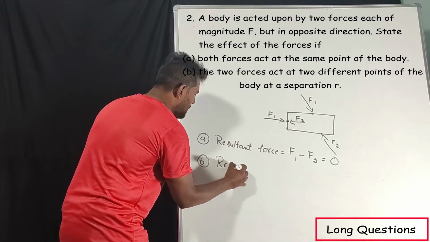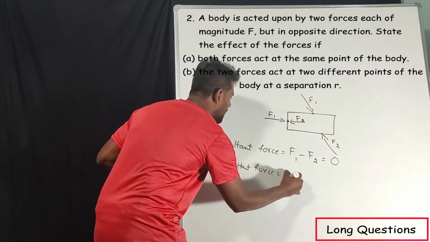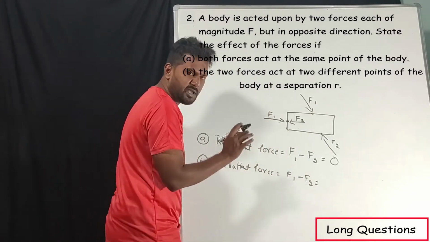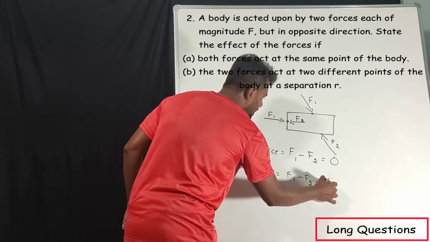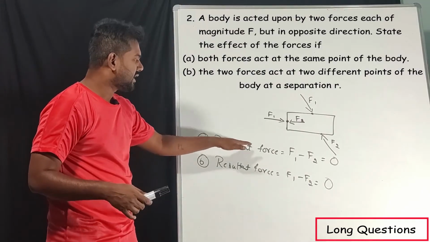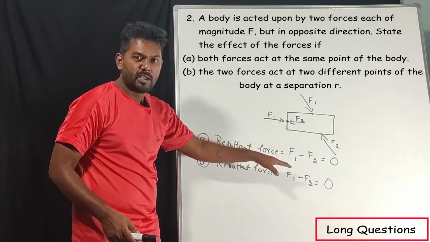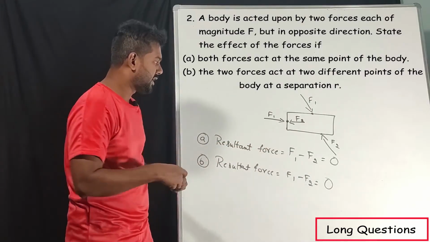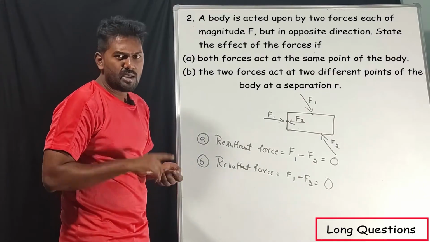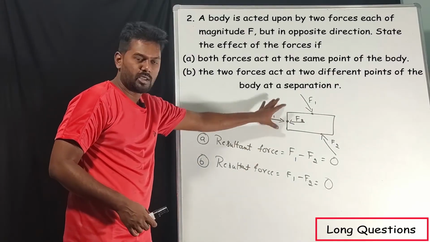So resultant force will be F1 minus F2. Why again minus? Because they are opposite in direction. Both the values are equal, again 0. So what you have to write in the exam: the resultant force is equal to F1 minus F2 is equal to 0. That means moment of force is equal to 0. If F1 minus F2 is 0, moment of force will also be 0. That shows there will be no effect on this body for subquestion A.